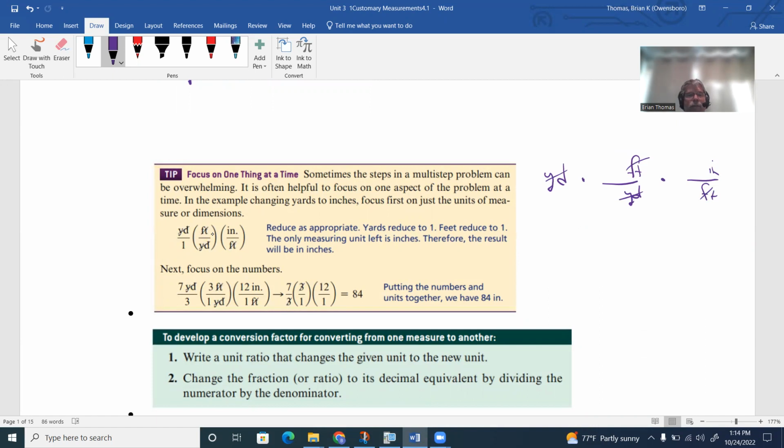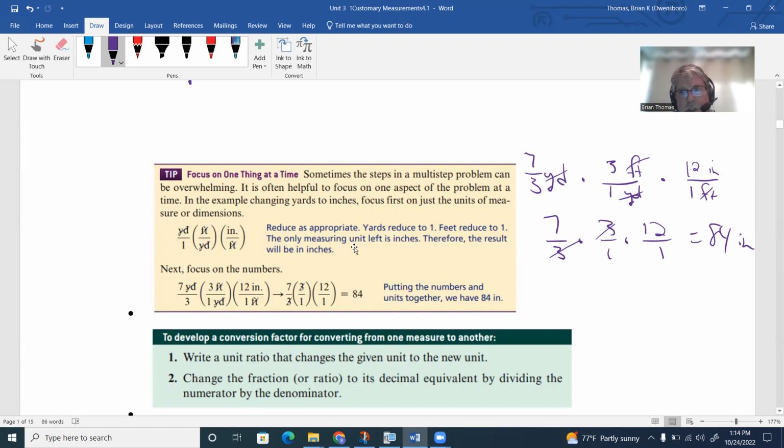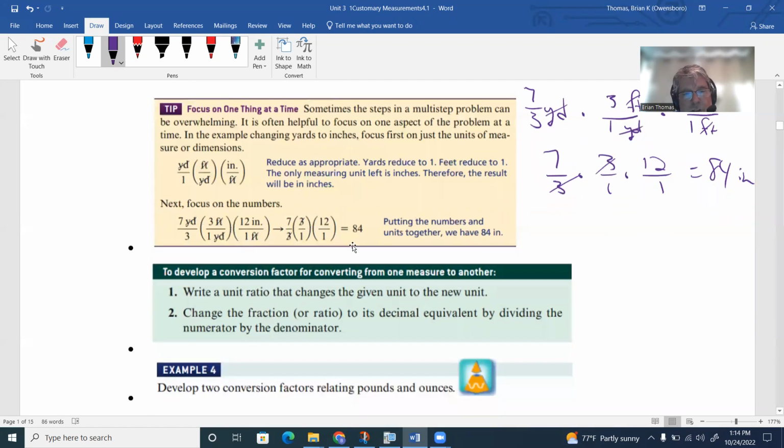So we have, again, the 7/3 yards at the beginning, and we're going to be multiplying by 3 feet per 1 yard, and we know there's 12 inches per 1 foot. So really all we're doing is 7/3 times 3 over 1 times 12 over 1. Notice how the 3's divide out, and we just have 7 times 12, which will give us this 84. 84 inches would be our answer. So that's another way to do it, is try not to do it all together, but just focus on the units of measure and then bring the numbers into play, and then you can focus on the numbers.